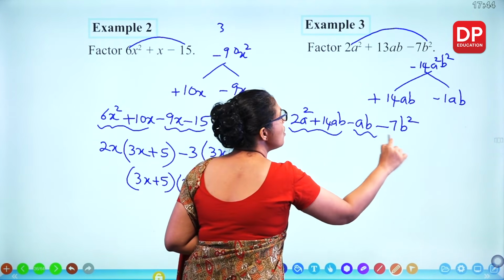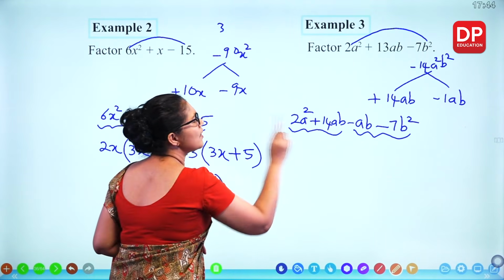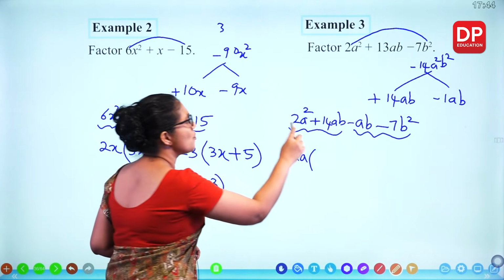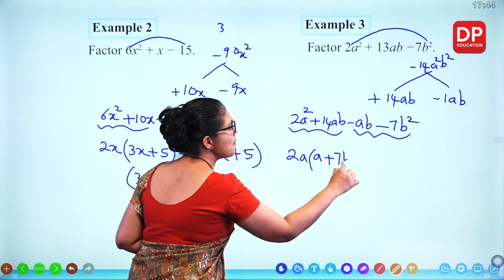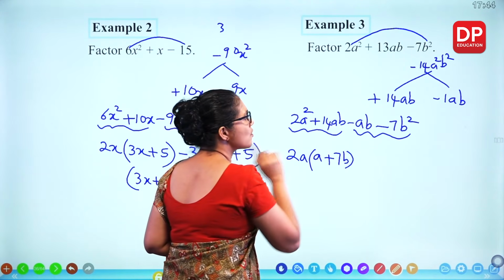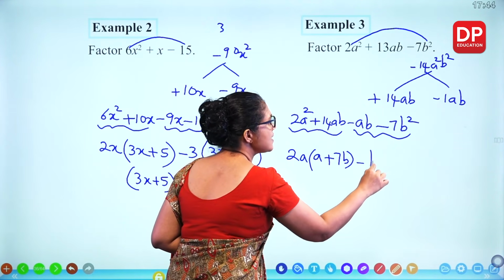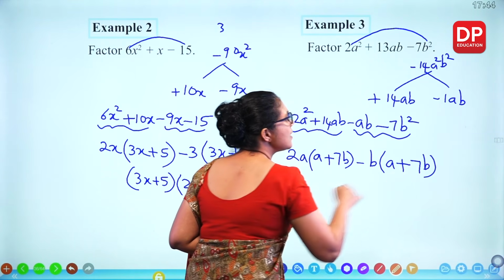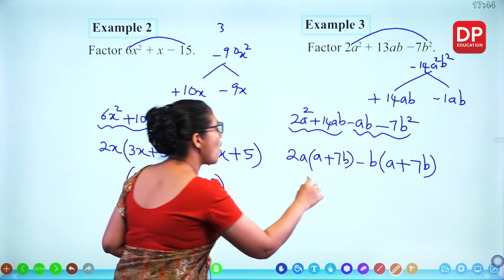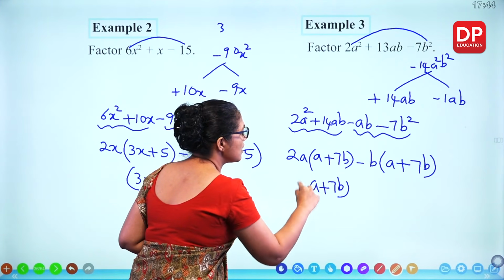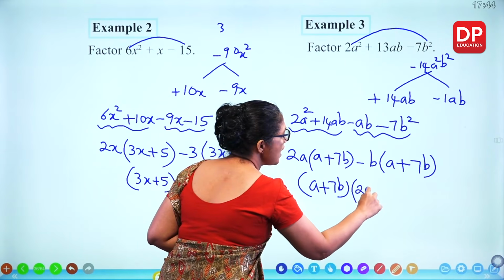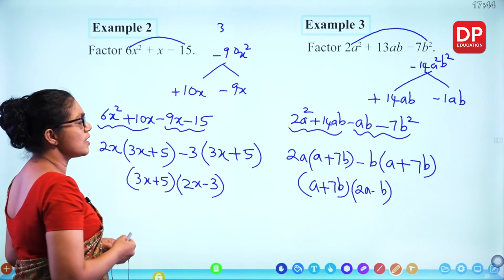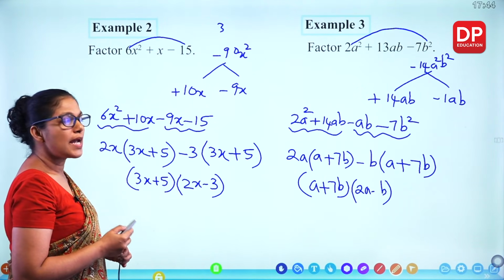Again take first two and last two separately. What are common terms? I can see 2a is common. Take it out. So what's remaining? A plus 7b. When you take these two, what's common? B is common. So I can take minus b out. So what's remaining? A plus 7b. A plus 7b is common. Take it out. You get 2a minus b. So here, what are the factors of this expression? A plus 7b and 2a minus b.